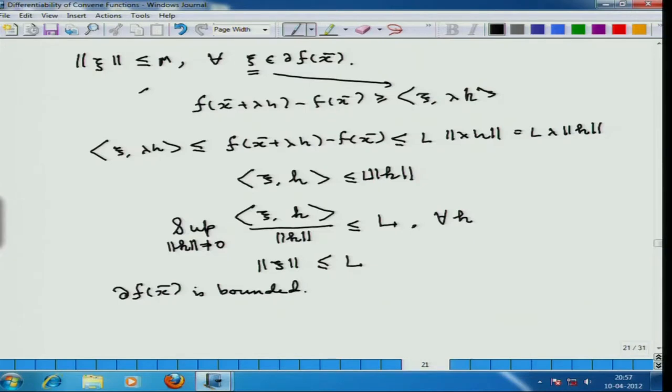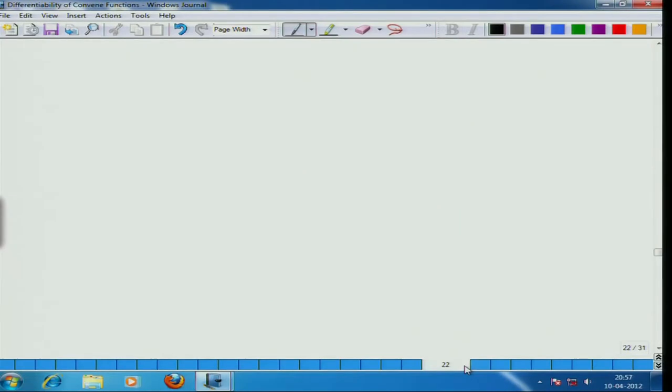Okay. So, it has good properties. Now, what you have observed is that the directional derivative of f at x in the direction h always satisfies this property. So, if I fix x and fix h, this result is true for all xi in del f x bar. So, let me take x bar here.